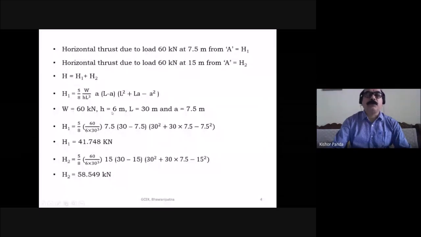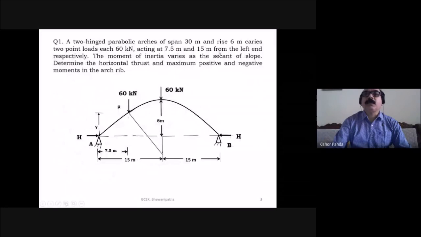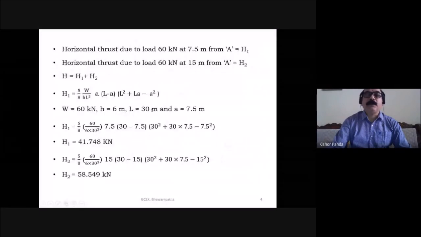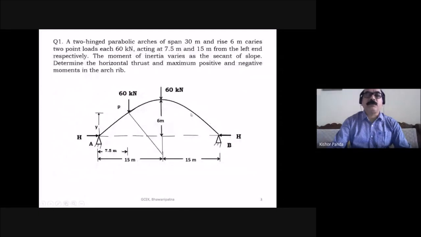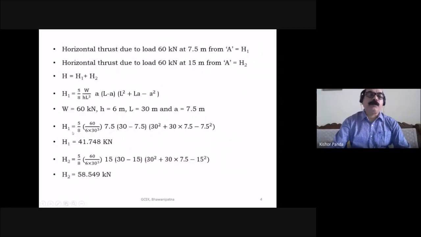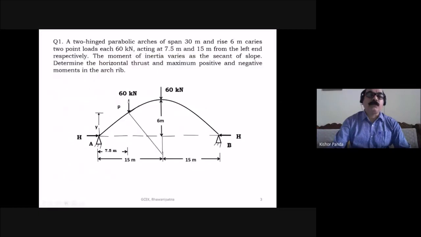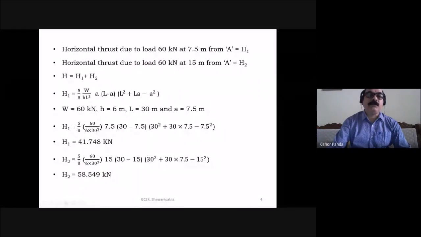h, the height of the rise, is given as 6 meter. L is given as 30 meter, and a, for the first load, you take a equals 7.5 meter. So find the horizontal thrust due to this load. H1 equals 5/8 times 60/(6 times 30 cubed) times 7.5(30 - 7.5)(30 squared + 30 times 7.5 - 7.5 squared). Then H1 equals 41.748 kilonewton.